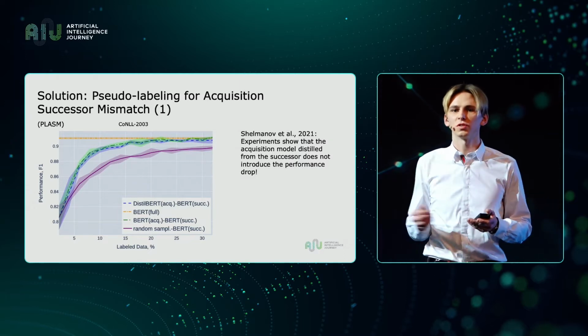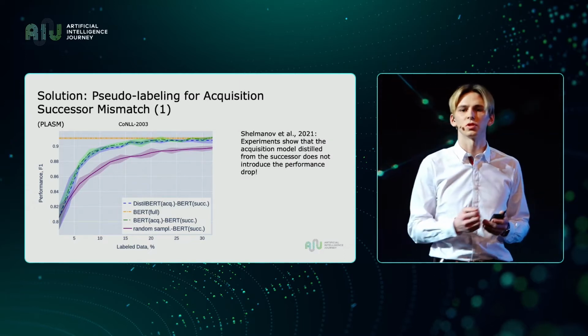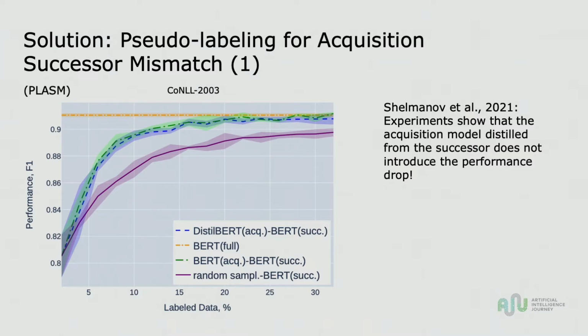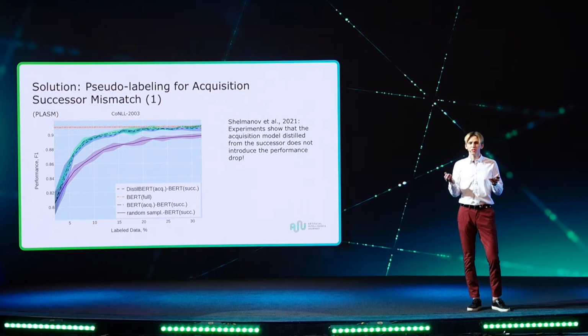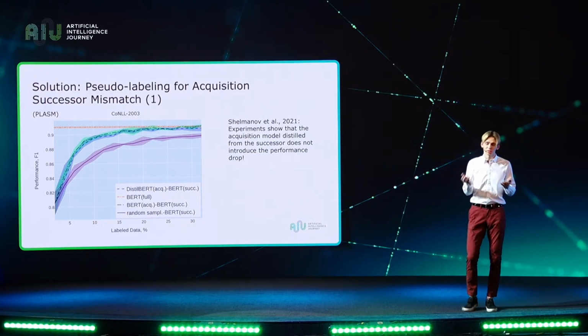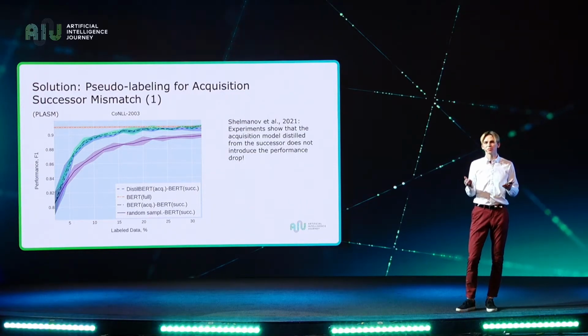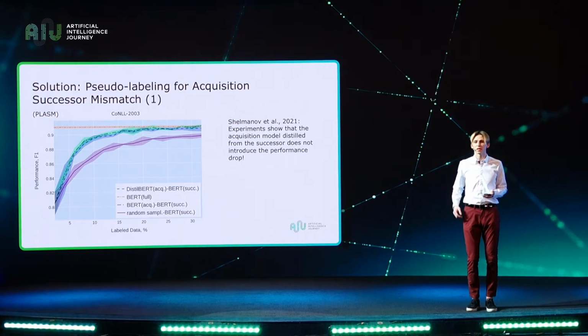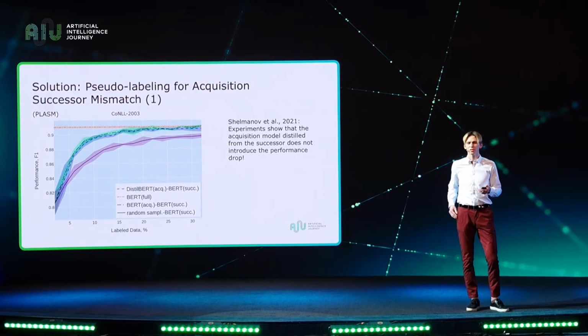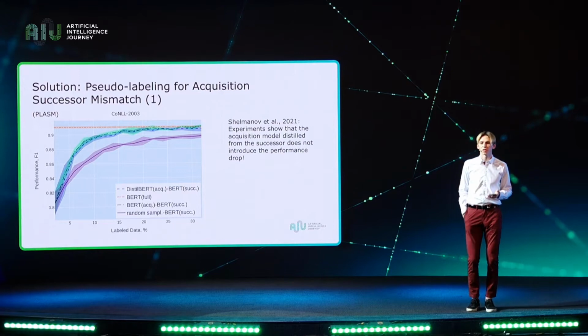In our paper, we did this experiment and we found out that if we use distilled acquisition models, there's not going to be a performance drop. On the slide, you can see the graph where the blue line corresponds to the experiment with the distilled acquisition model, and BERT is the successor model. It's practically in line with the usual setting. But there is another problem. Not for all current models are there distilled and filtered variants, and these options are not distilled in a high-quality approach.